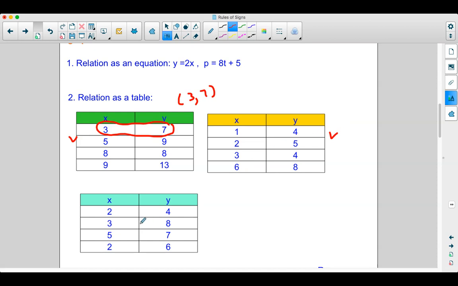Now, how about this one? Is this a function? 2 goes to 4, 3 goes to 8, 5 goes to 7, and 2 again goes to 6. So this is not a function because of this 2 right here. Remember, each input needs to have exactly one output. We have the same input 2 that has 2 different outputs, so that's not a function. Anytime you see the input element repeated in a table or in any set with a different output, that's not a function. So this is not a function.